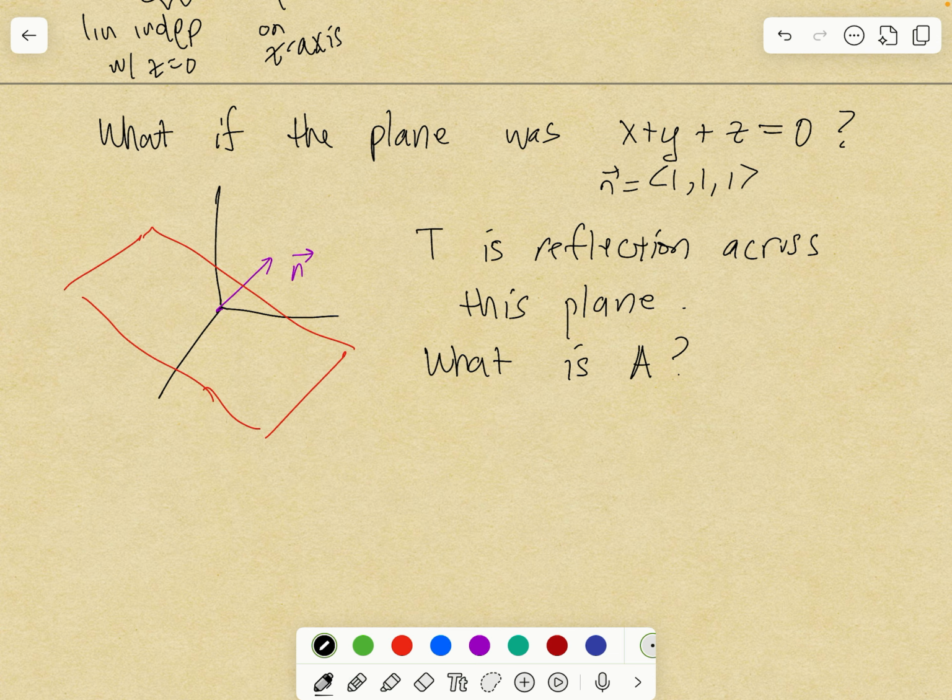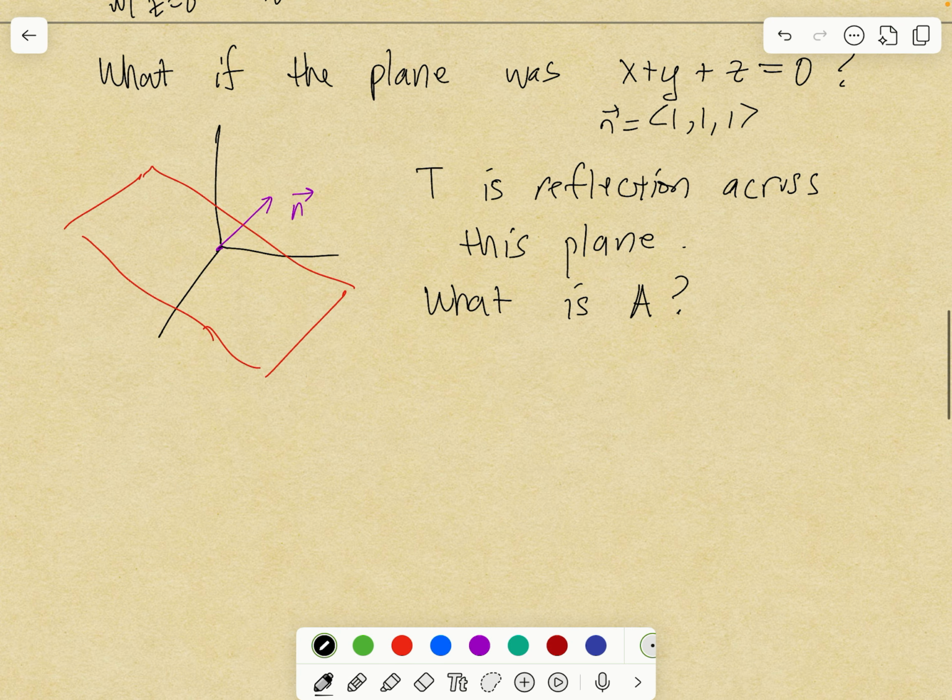To find the standard matrix A, normally what we do is we see where 1, 0, 0, 0, 1, 0, and 0, 0, 1 go. But in this case, it's not easy because the plane that we're reflecting about is weird. So here's where diagonalization can be useful, the eigenvectors and eigenvalues, because we can actually say what the eigenvectors are. Again, the eigenvectors with eigenvalue 1 are the vectors on the plane.